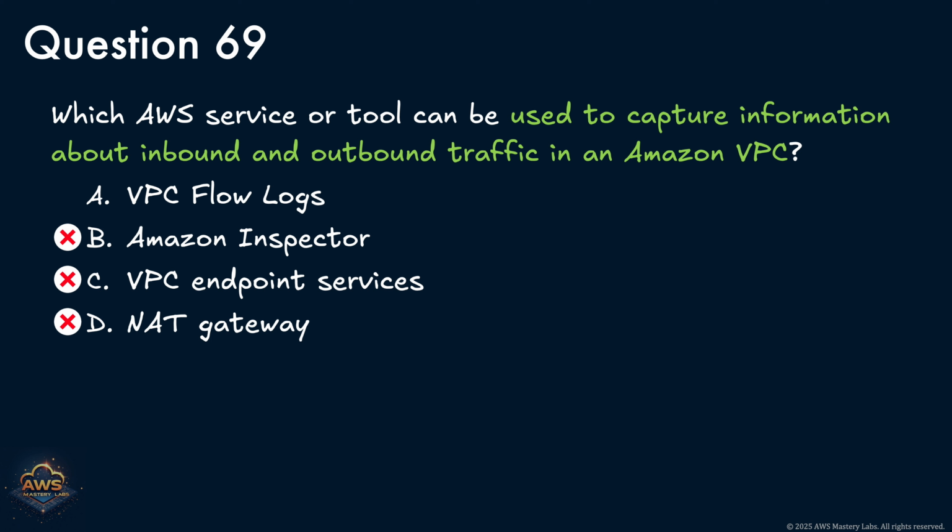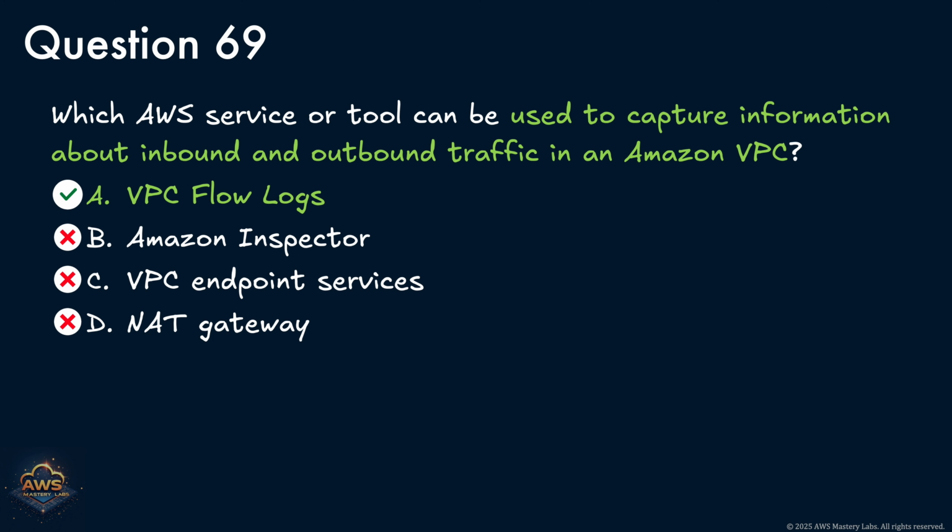Option D. NAT Gateway. A NAT gateway enables instances in a private subnet to access the internet while preventing inbound access from the internet. It facilitates routing of outbound traffic but does not log traffic itself. You would need VPC flow logs to observe what's happening through it. Incorrect, because it handles traffic routing, not traffic logging.